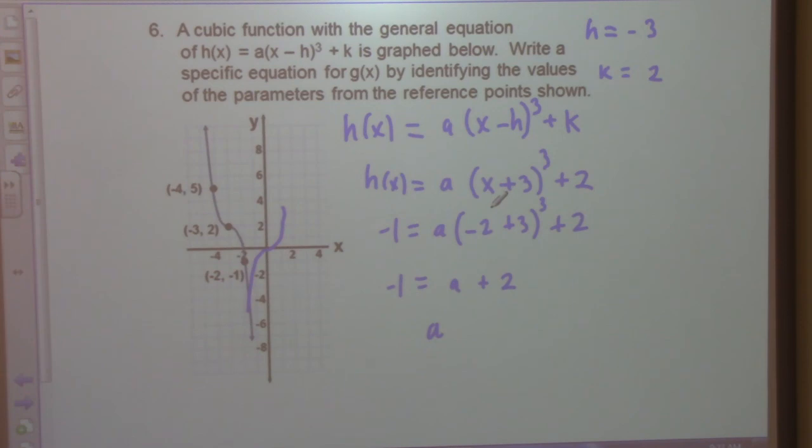Don't forget, he says, forget about Q. Okay, that's the guy we want to have on our team to make sure we're not making a mistake, right? So what is a equal to? a is equal to -3. And so now we have our full equation: h of x is equal to -3 times quantity x plus 3 cubed plus 2. And so that's what it should be.